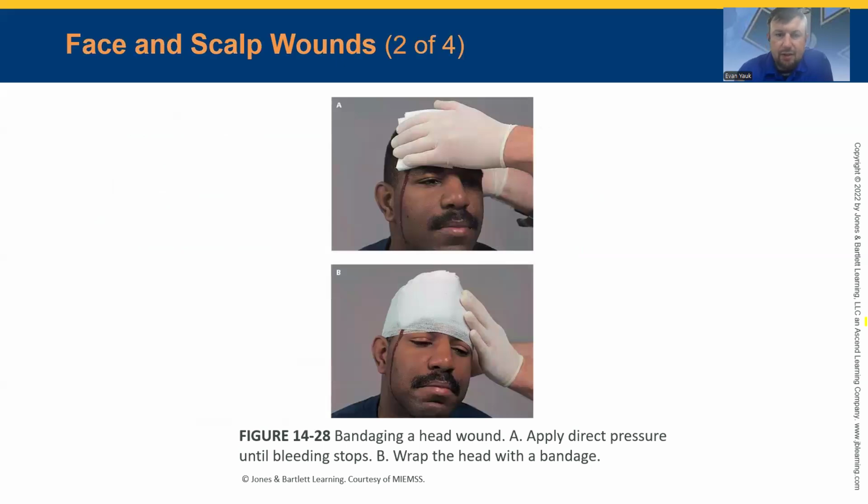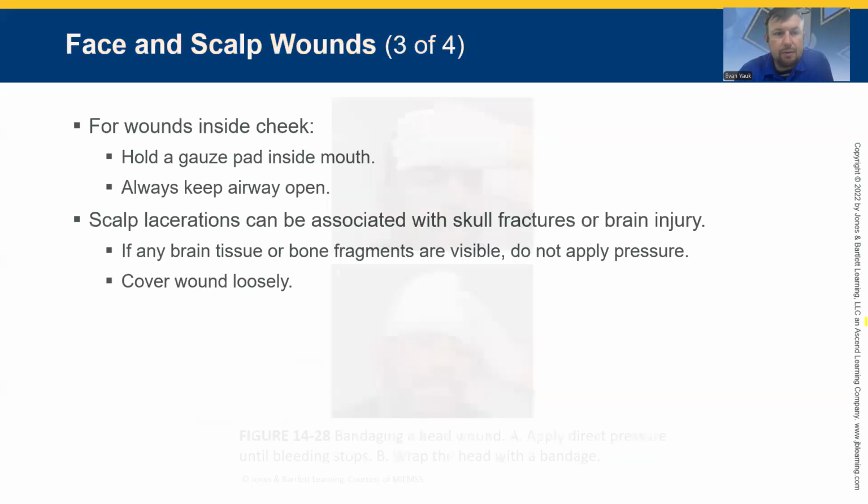So what they did there, they're holding that nice moderate pressure. They get it kind of under control, and then they use an ace or a bandage or a wrap to hold it in place. They're not wrapping him so tight his eyes are popping out, though. For wounds inside the cheek, hold a gauze pad inside the mouth. Always keep the airway open.